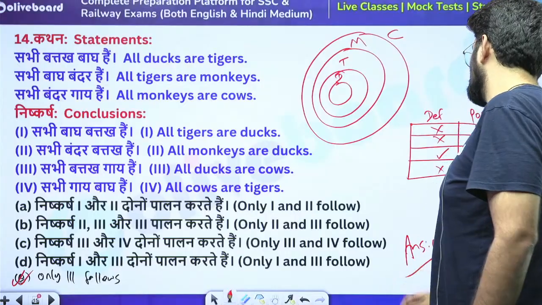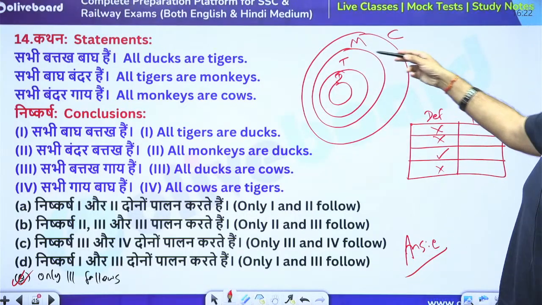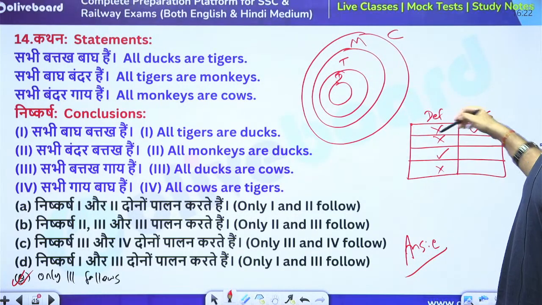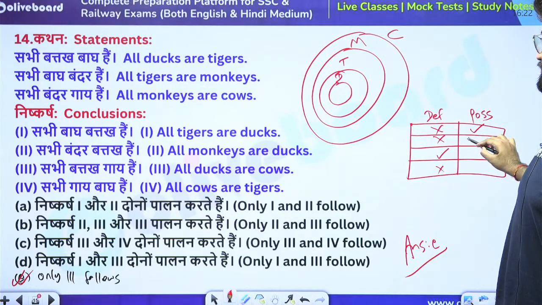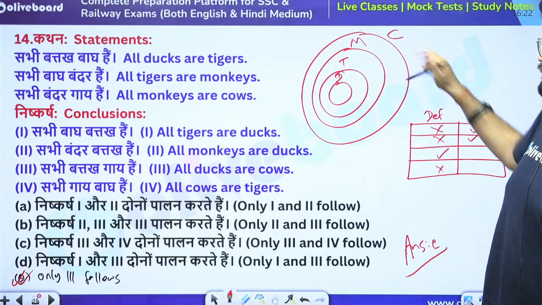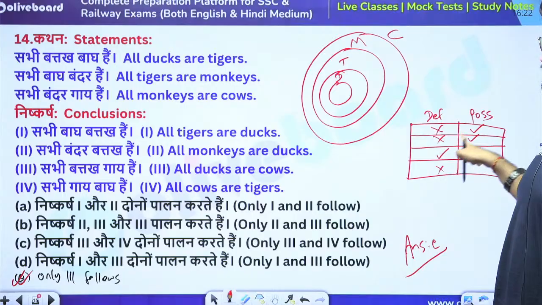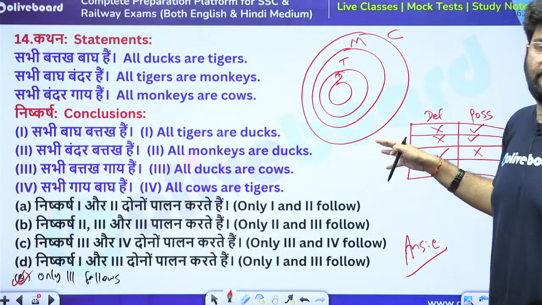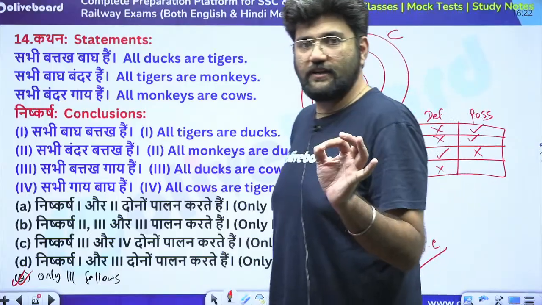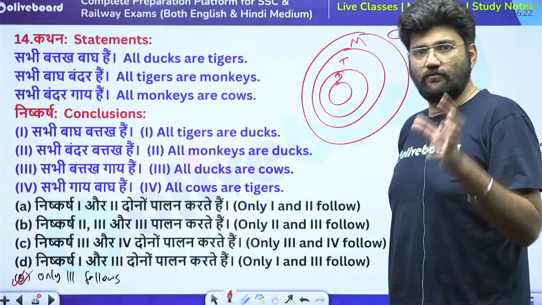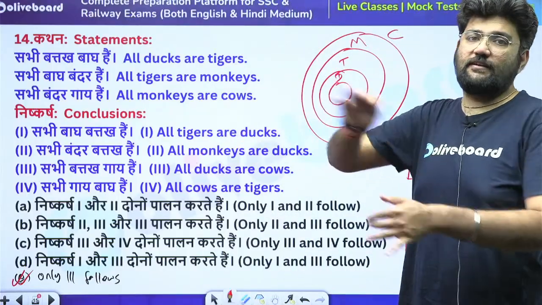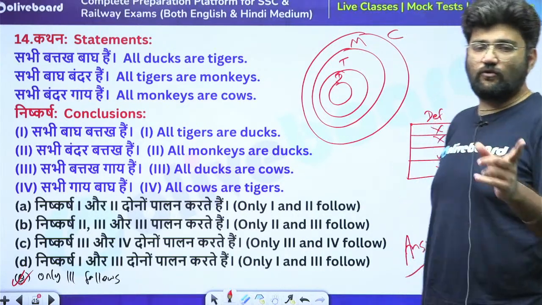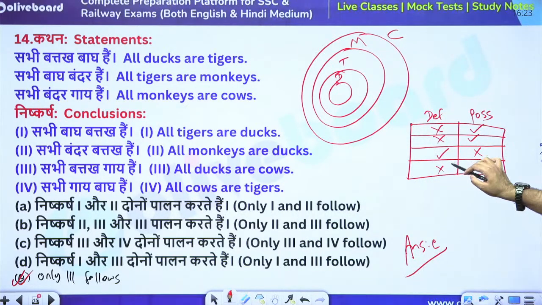But what about the possibility cases? All tigers being ducks is a possibility? Yes. All monkeys being ducks is a possibility? Yes. All ducks being cows is a possibility? No. Whatever is correct in definite will always be incorrect in possibility, and vice versa. But for incorrect ones, you'll have to confirm and check once. And all cows are tigers is a possibility?